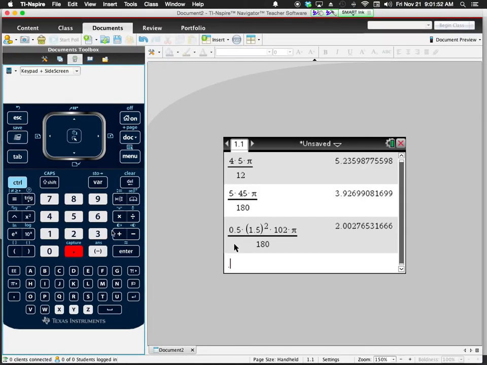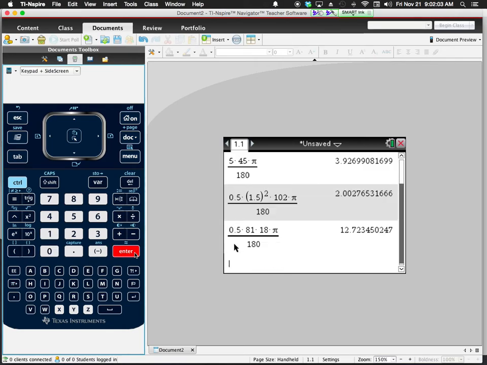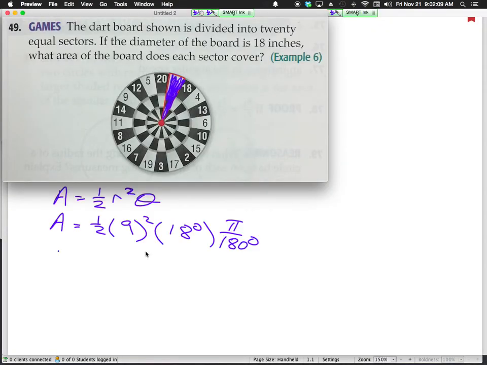So we've got 0.5 times 81 times 18 times pi and divided by 180. So we get an area of 12.723. And Matthew, my units need to be inches squared. Inches squared. Very good. So we figured out that each section that we have colored in there covers an area of 12.723 inches squared. Very good.